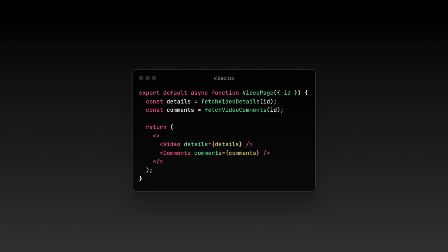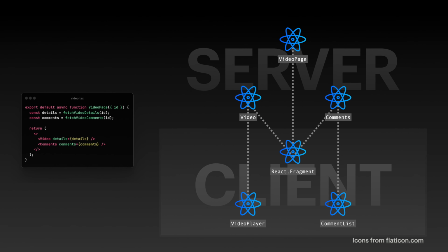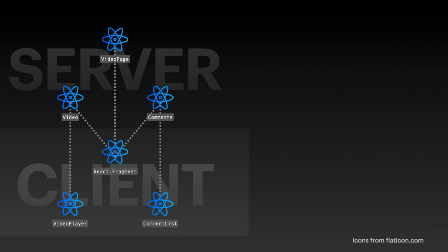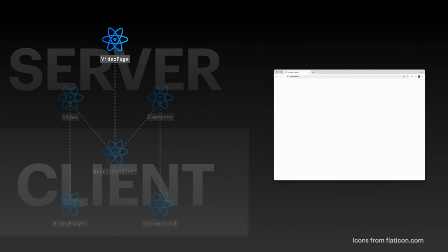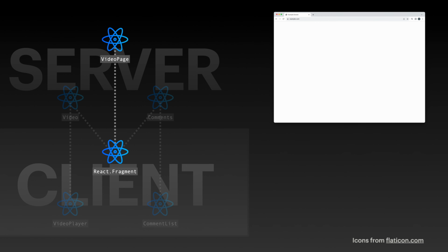Another feature that server components enables is streaming. Consider this video page component. Here, we have a tree of server components that eventually render to client components. When our video page server component renders, it returns a description of a client component tree that has a few holes in it for the components that aren't ready yet. This can be transferred to the browser.